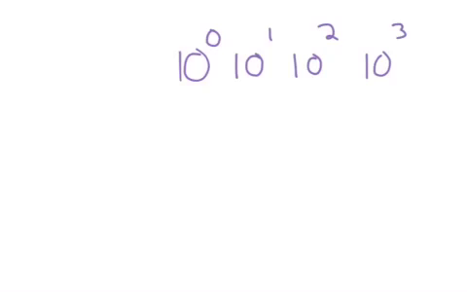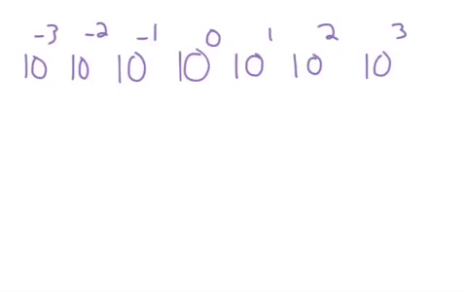Well, I'm going to start off with 10 to the 0 power. And if I move to the right, remember I am just increasing. 10 to the first, 10 to the second, 10 to the third, and so forth. If I move to the left, you know I am decreasing. 10 to the negative first, 10 to the negative second, 10 to the negative third, and so forth.